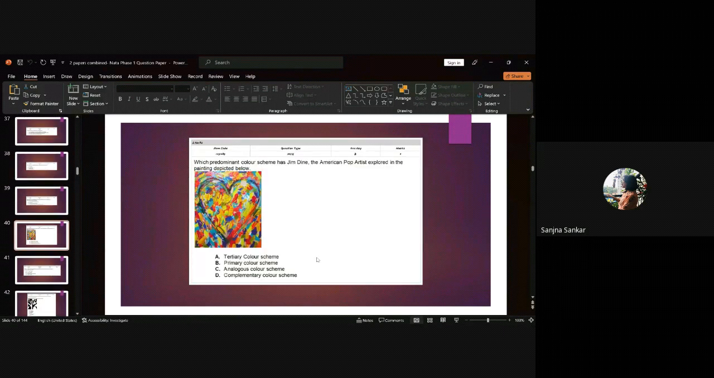In this question, we can see an image. Which predominant color scheme has Jim Dine, the American pop artist, explored in the painting depicted below? Is it a tertiary color scheme, primary color scheme, analogous color scheme, or complementary color scheme? The correct answer is option B, primary color scheme. We see yellow, blue, and red.